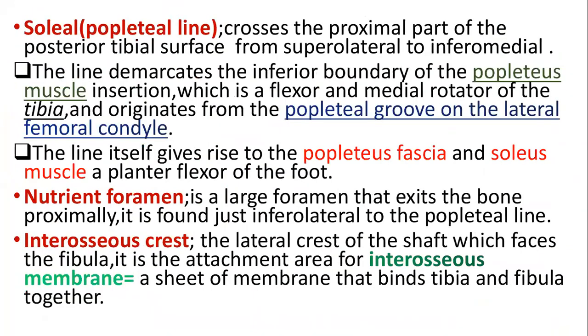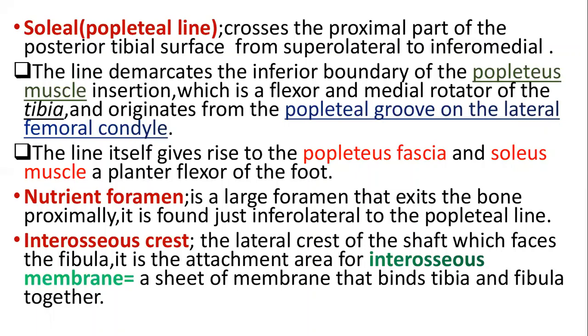We have the soleal or the popliteal line. It crosses the proximal part of the posterior tibial surface from superolateral to inferomedial. The line demarcates the inferior boundary of the popliteus muscle insertion, which is a flexor and medial rotator of the tibia, and originates from the popliteal groove on the lateral femoral condyle. So the line itself gives rise to the popliteal fascia and soleus muscle, which is a plantar flexor of the foot. So it's just a line which is found on the posterior aspect of the tibia.